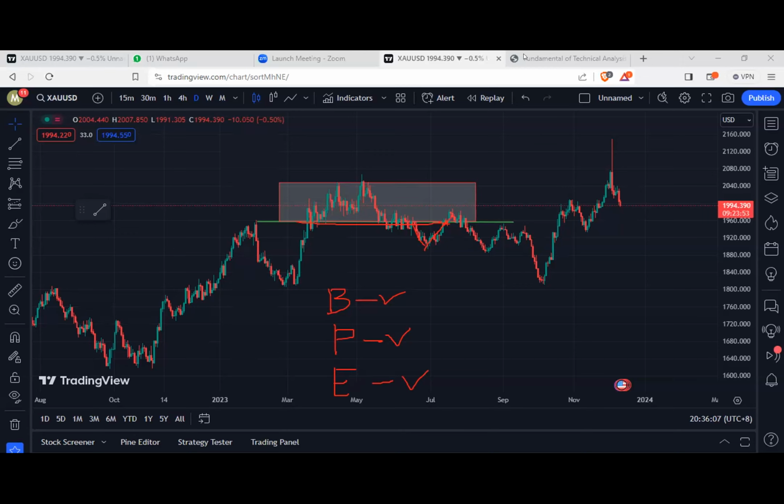The nearest support here is our first take profit, and they reach first BP over here. Second time they come back into your selling zone again, then they go all the way down. That is BPE lah. Remember this BPE. Okay, so far so good.